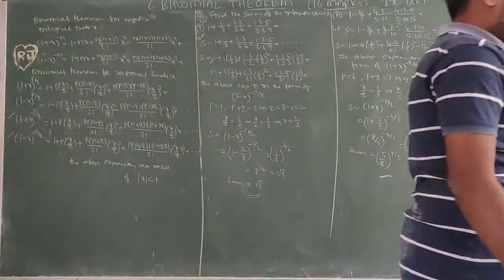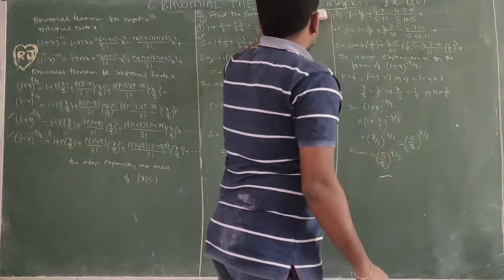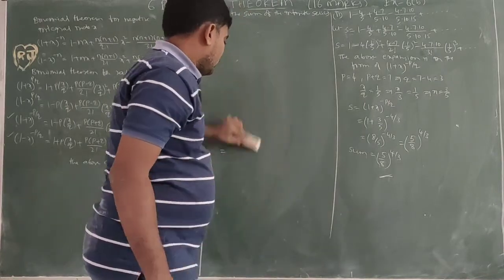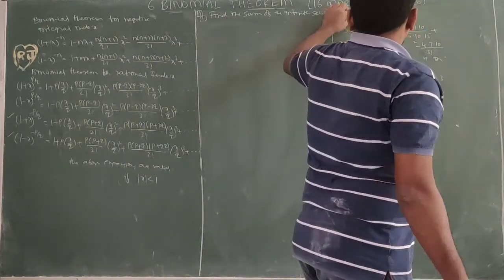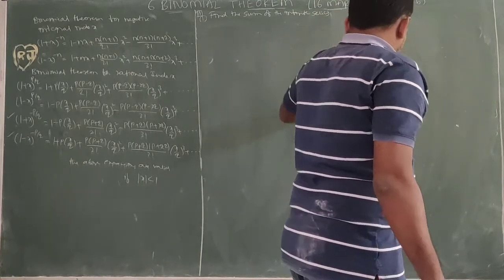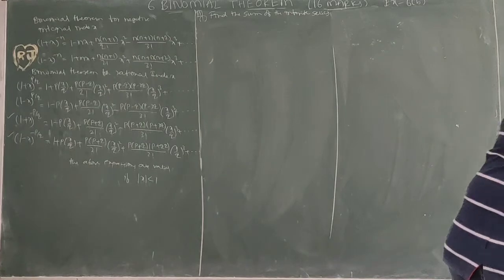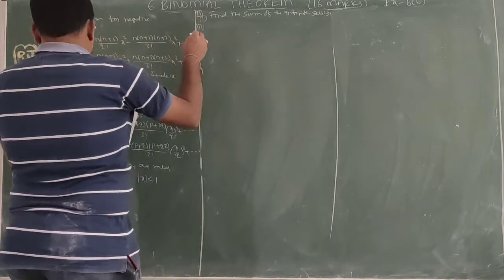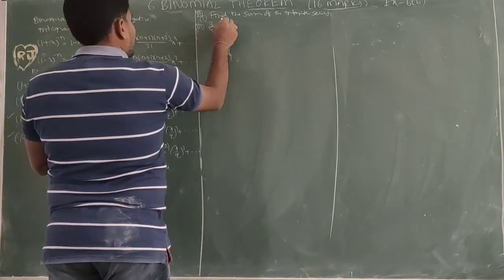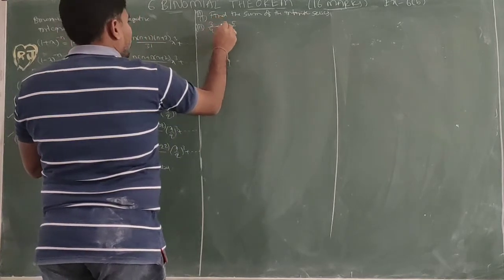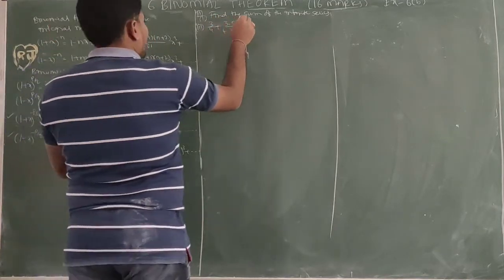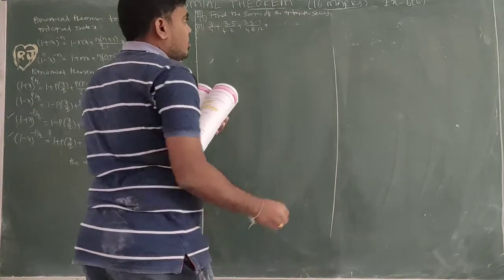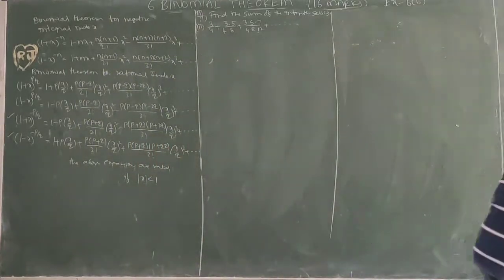Next, the third one in this. Third is 3 by 4 plus 3 into 5 by 4 into 8 plus 3 into 5 into 7 by 4 into 8 into 12 plus up to so on. So this is the sum. We need to find out the infinite sum.